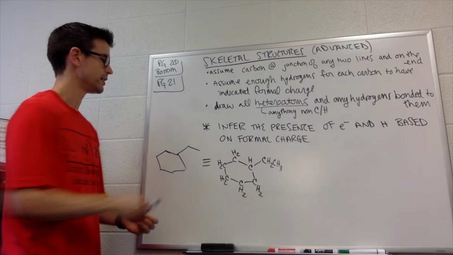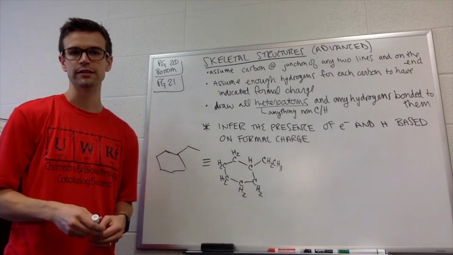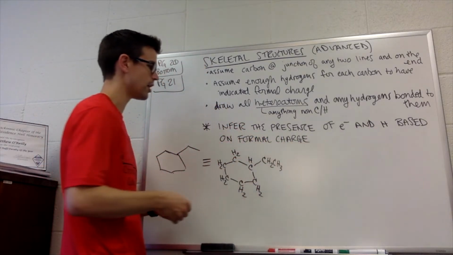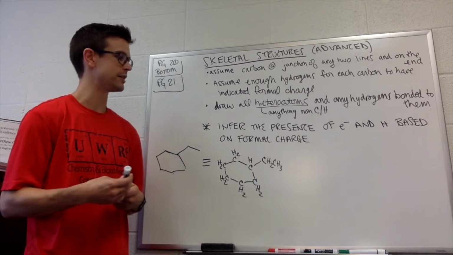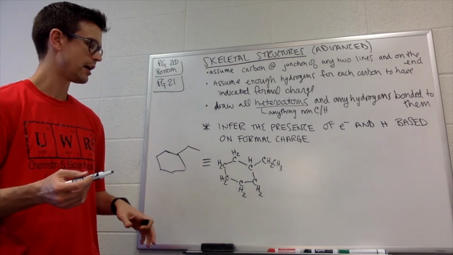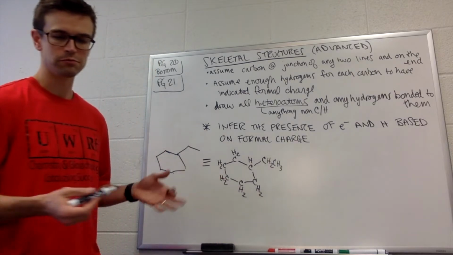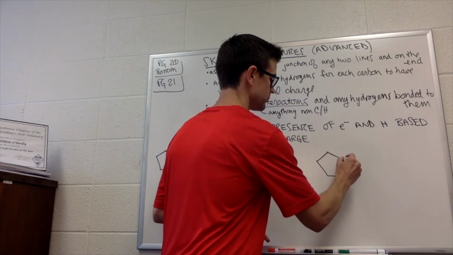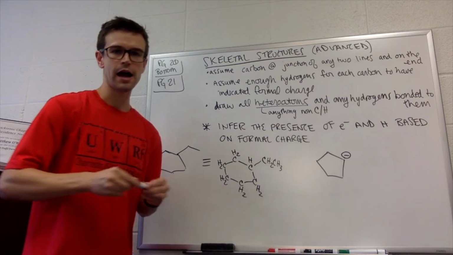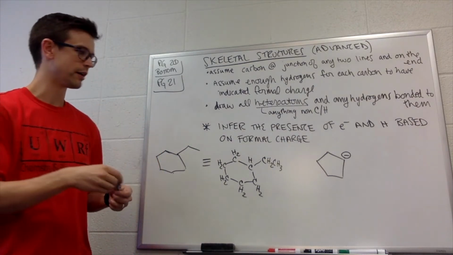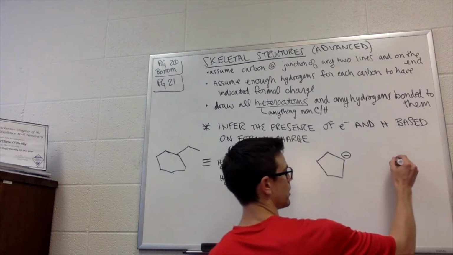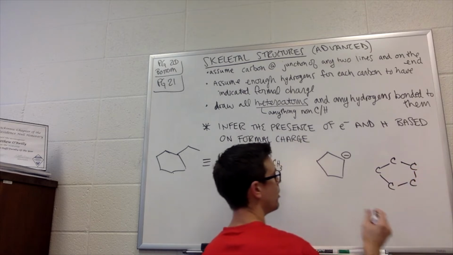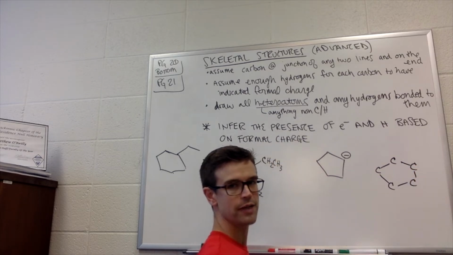The new advanced thing is with this asterisk. And again, this is kind of the hardest part of skeletal structures. We have to infer the presence of electrons and hydrogens based on formal charge. So, for instance, what if we had the same type of molecule? Let's just draw that. So we have a 5-carbon ring, right? Because each of those points is a carbon. So we're going to have a carbon bonded to a carbon, bonded to a carbon, bonded to a carbon, bonded to a carbon. Let's just first tackle all of the atoms that have no charge.